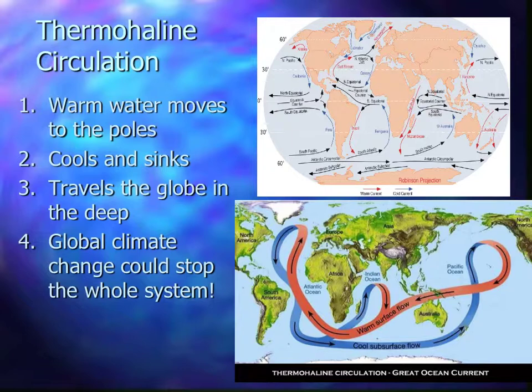Right? We call this kind of like the global conveyor belt. You see that in this cartoon-ish drawing here. The warm surface currents go up, and then they cool and they go down, and then they come back up. And it's like a big conveyor belt, like what delivers your groceries to the cashier over at Safeway.